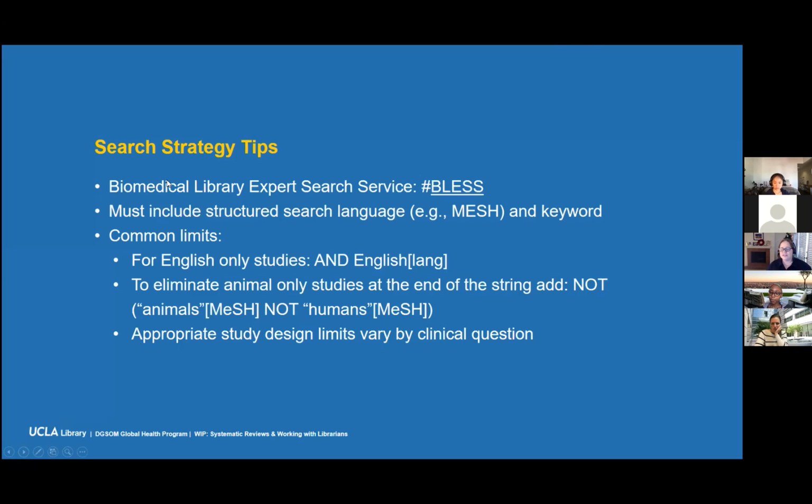I skipped over this first bullet point. I wanted to come back to it. We have a service called the Biomedical Library Expert Search Service. I know it's a little corny, but librarians are real good at acronyms. So it's a service that Ami utilized and that others can utilize to help you make sure that you're using the librarian as best you can.